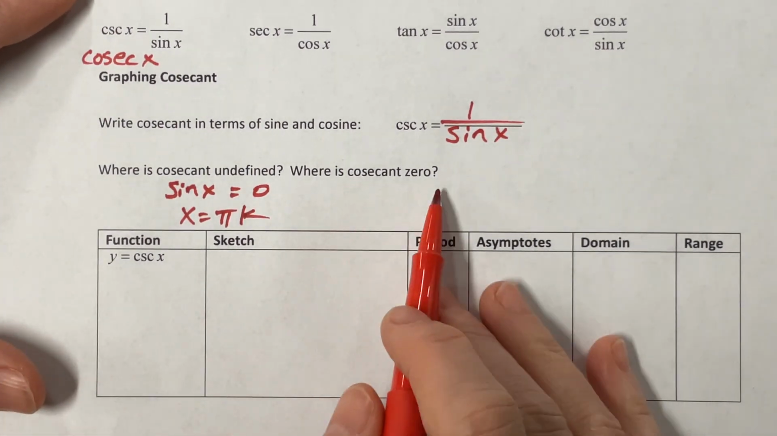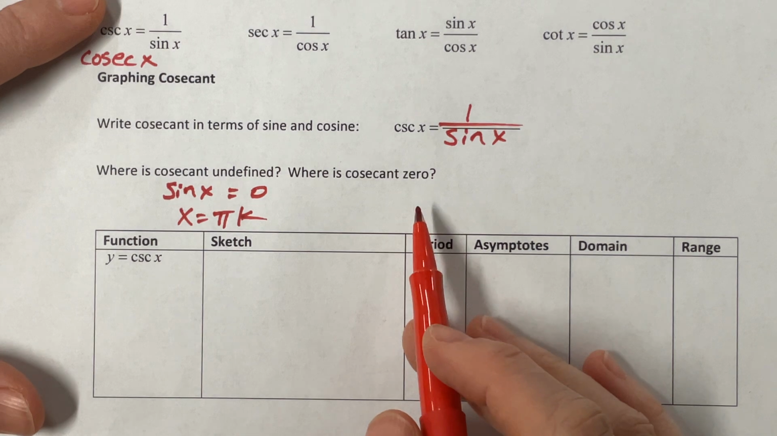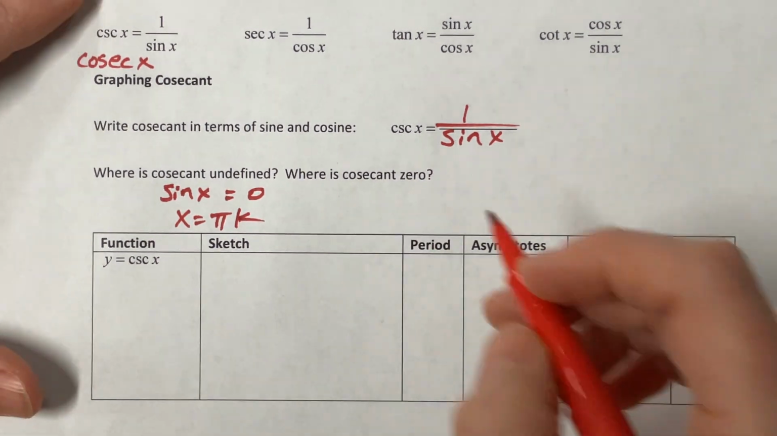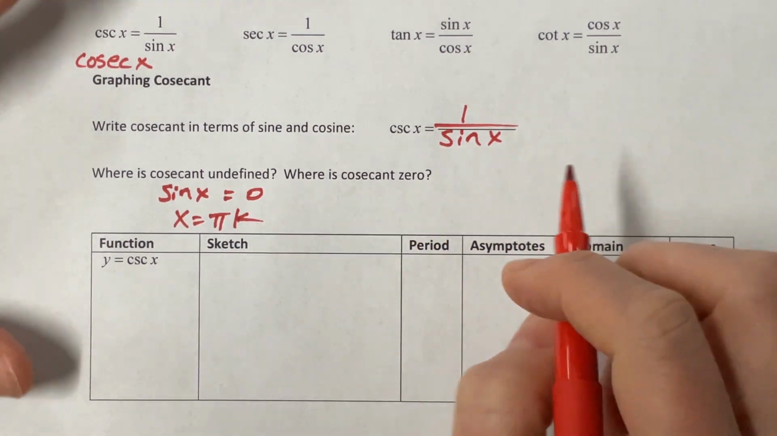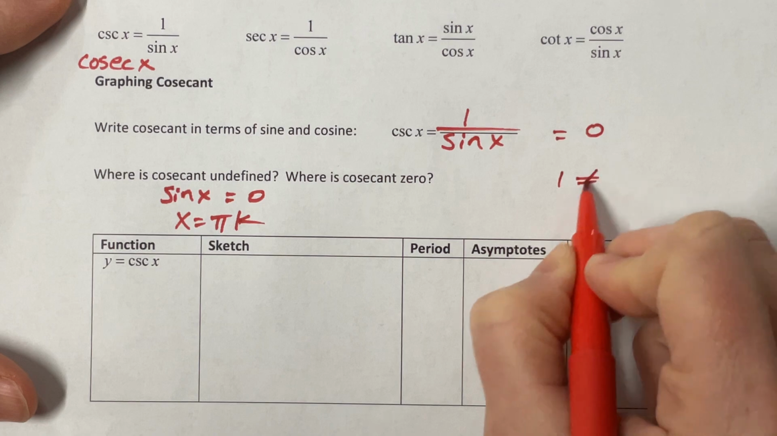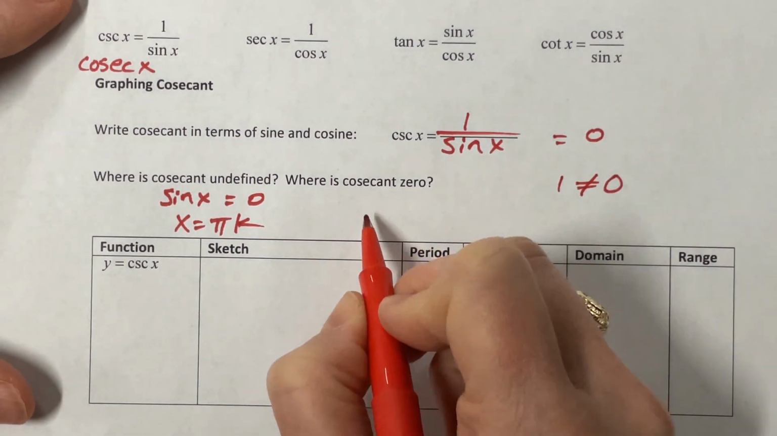Where is cosecant 0? It's a trick question. Because the numerator, if I set this equal to 0, 1 cannot equal 0. So where is cosecant 0? Nowhere.